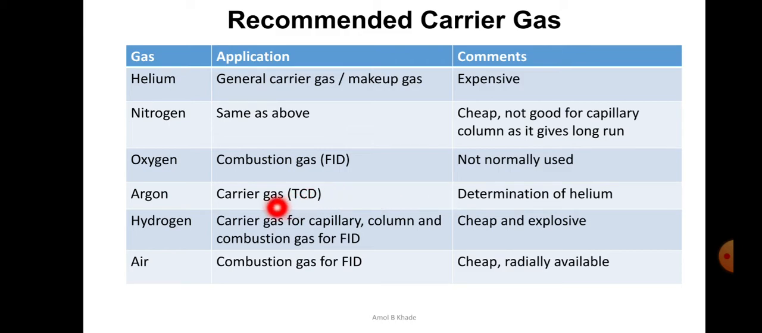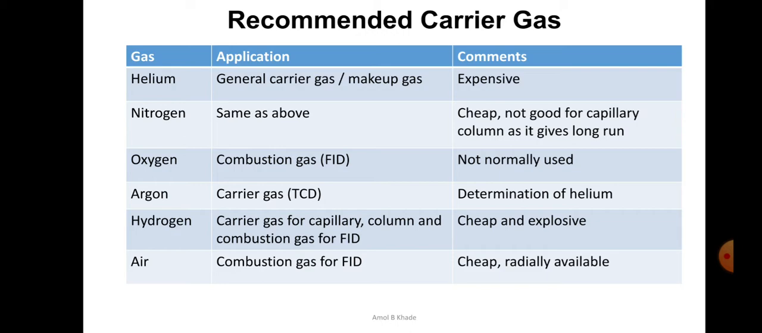Then the other one is argon, which is used in a TCD, that is a thermal conductivity detector. So it is especially used in determination of helium type of gases. The other one is hydrogen, which acts as a carrier gas for capillary columns, and it is also a combustion gas for the flame ionization detector. The advantage is it is very cheap, but the limitation is it is highly explosive. So if you are using hydrogen gas, we should be very careful.